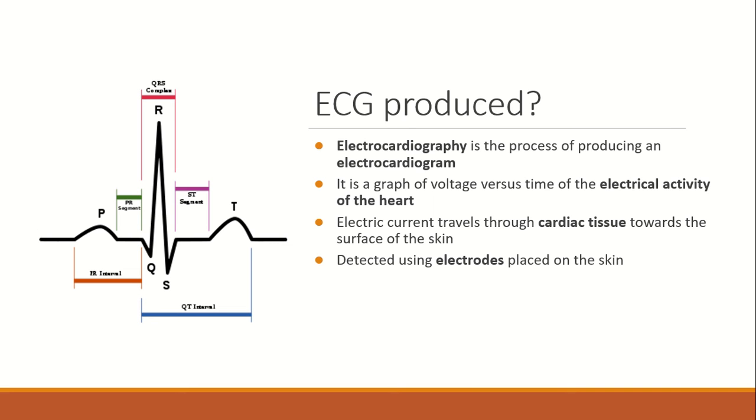Electrocardiography is the process of producing an electrocardiogram. It is a graph of voltage versus time of the electrical activity of the heart. Electric current travels through cardiac tissue towards the surface of the skin and is detected using electrodes placed on the skin.